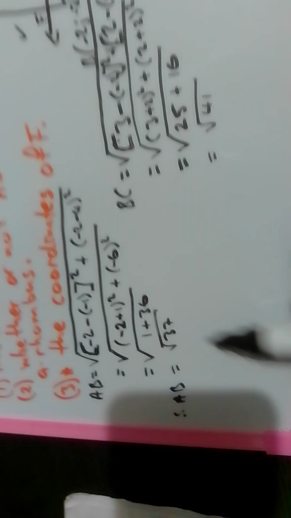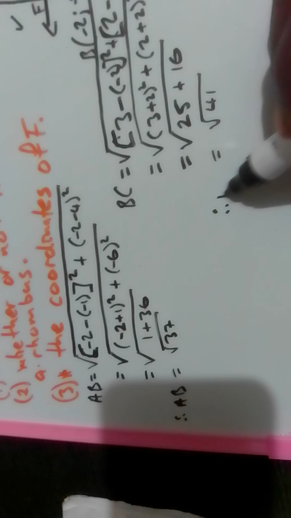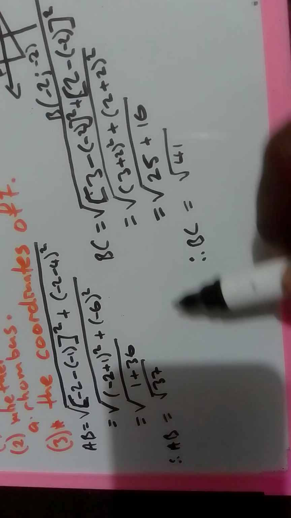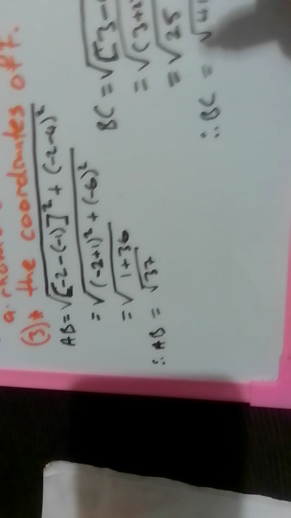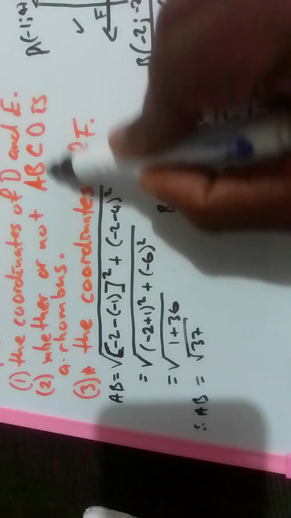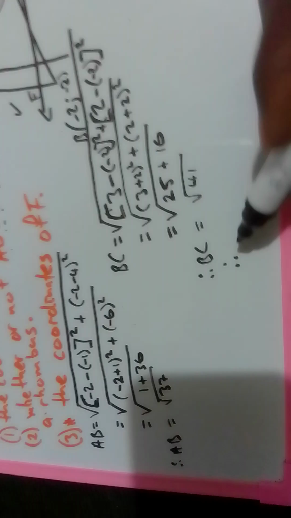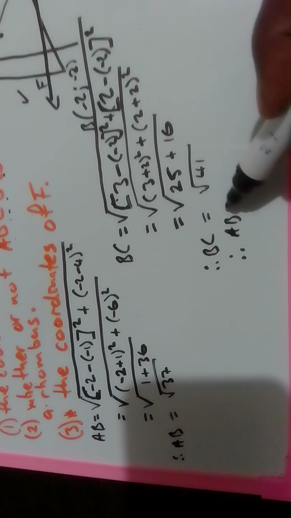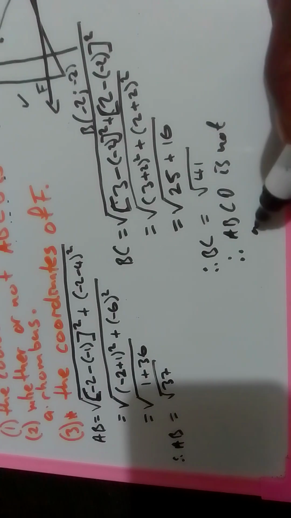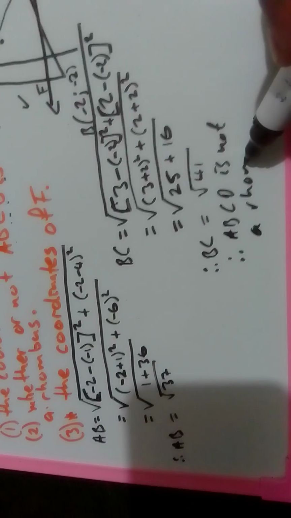Now observe the answers that we got. On the first one, line AB, also let me conclude here that therefore BC is equals to square root of 41. This is square root of 37, this is square root of 41. They are not identical. So which means I now conclude. Therefore, ABCD is not a rhombus.